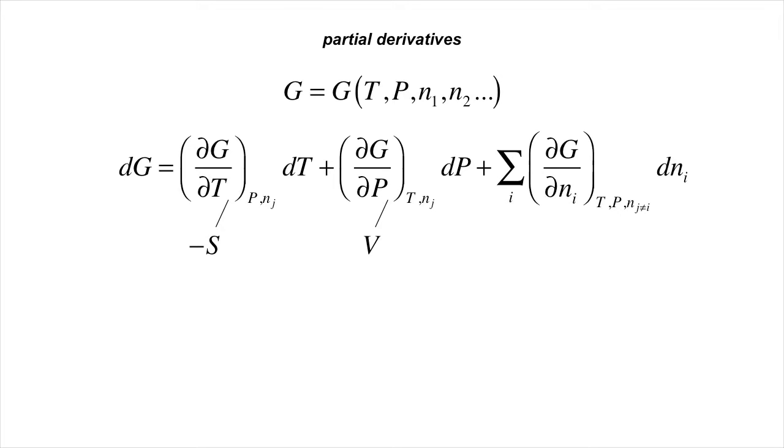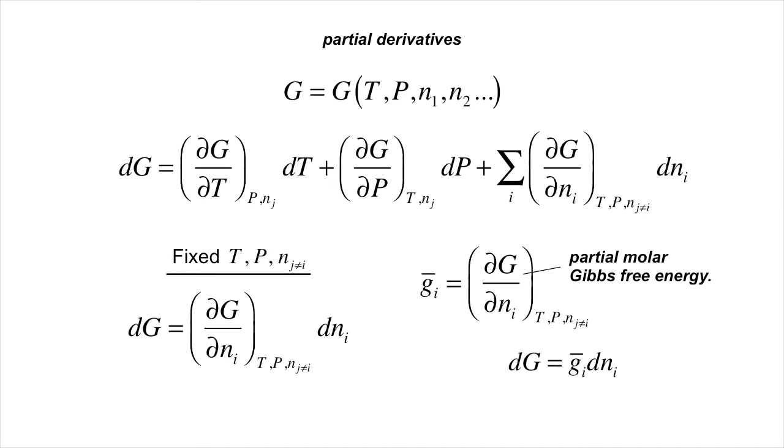However, for now, let's focus on what happens when temperature and pressure are fixed, as well as the number of moles of all the other species, j not equal to i. In this case, we can ignore all partial derivatives save one, expressing dG as the partial derivative dG/dn_i times dn_i. This partial derivative, known as the partial molar Gibbs free energy, has a particular significance in thermodynamics and thus gets its own symbol, represented here as a lowercase g sub i, with a bar over it.